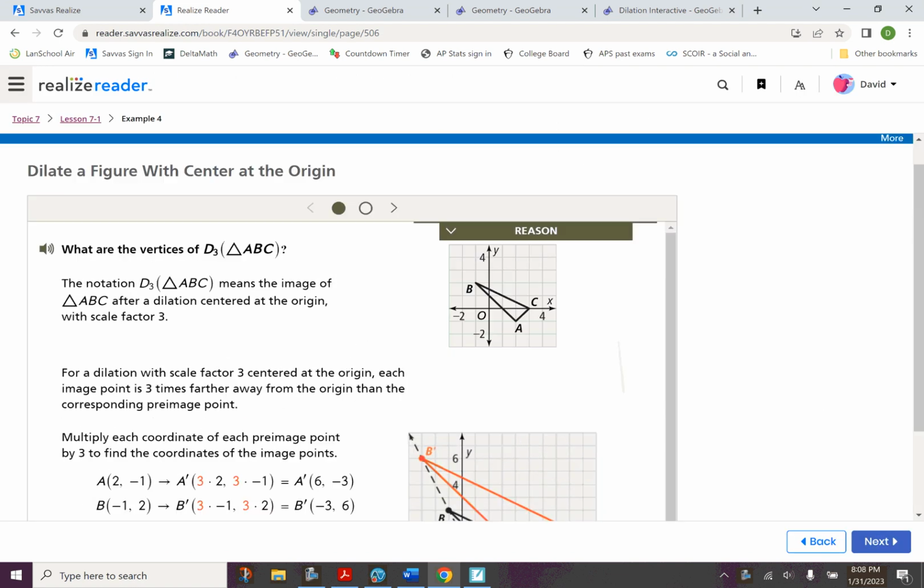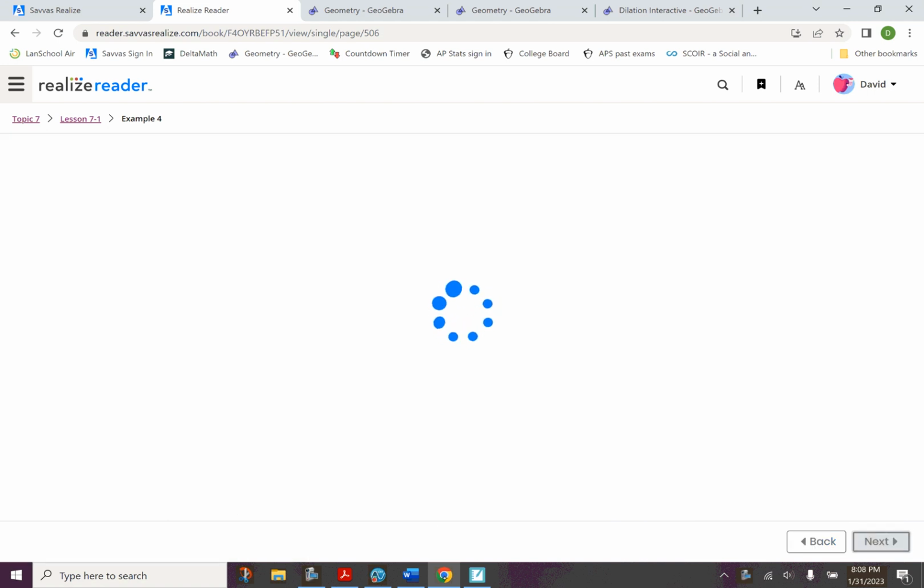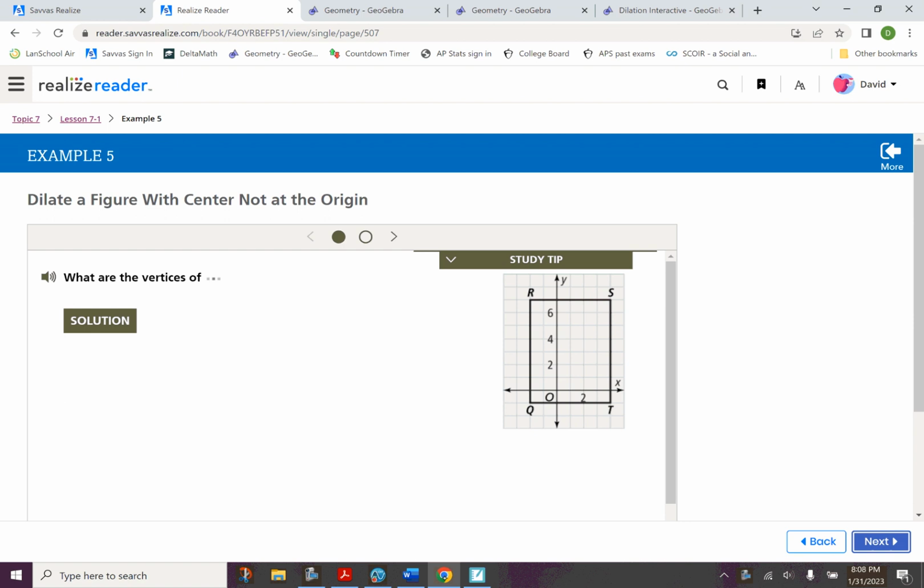So when they give you a dilation centered at the origin here, find the coordinates and multiply repeatedly. That's all there is to that. And then as soon as you get used to that, they move the center point. Well, that's not that big of a deal. For this first section especially, I want you to understand the concept, so they're not going to make these problems exceedingly difficult.